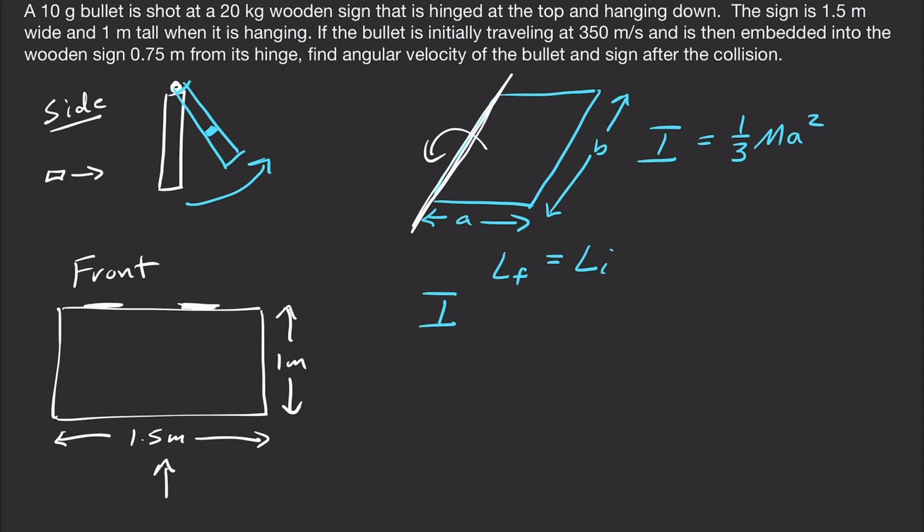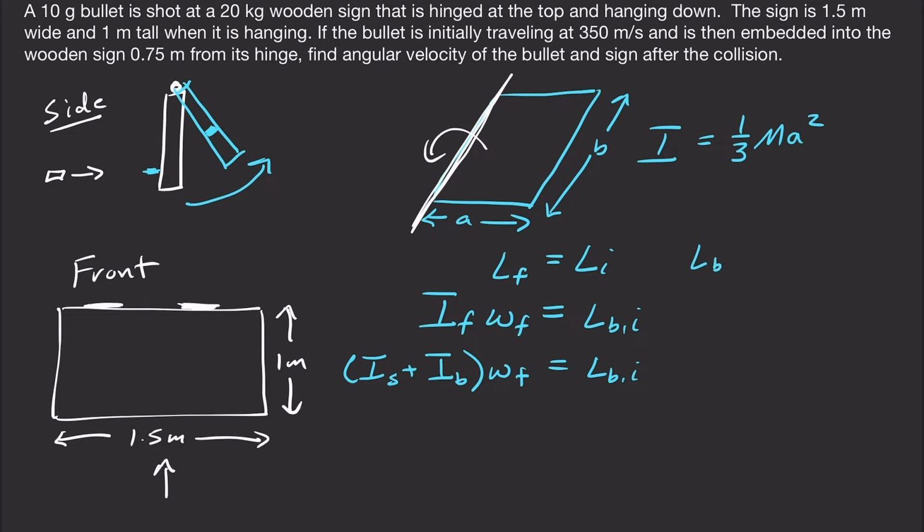And so we have the moment of inertia at the end times the angular velocity at the end. And the initial angular momentum is just going to be the angular momentum of the bullet initially, since the sign isn't moving. And so we need to figure out what IF is. Well, IF is just the moment of inertia of the sign plus the moment of inertia of the bullet. So the angular momentum of the bullet, it initially doesn't have angular momentum, but just before it hits the sign and starts to rotate, it gains some angular momentum.